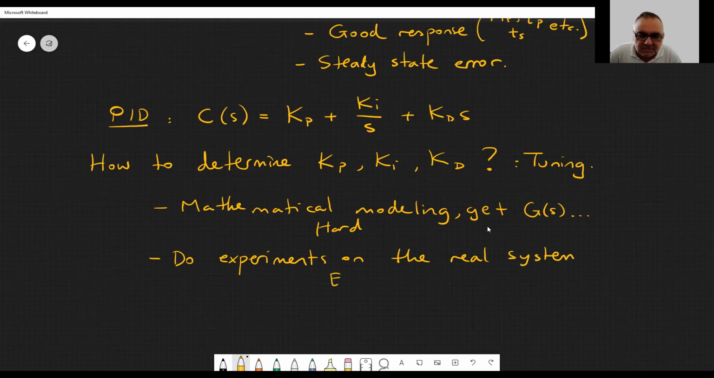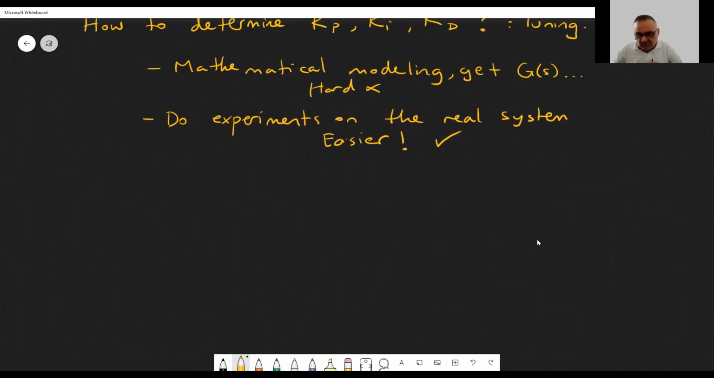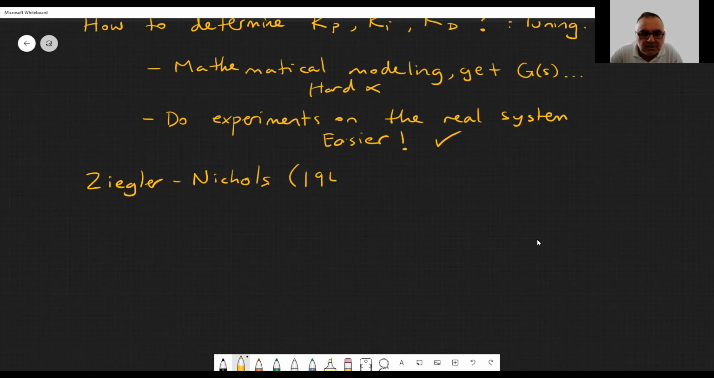And this is easier, I suppose, so we usually select this one. So if you have a real system at hand, a temperature control system, you do a simple experiment on it, and from there, you try to determine the system parameters. And this was first done by two engineers called Ziegler and Nichols in 1942, in a paper titled optimum settings for automatic controllers.